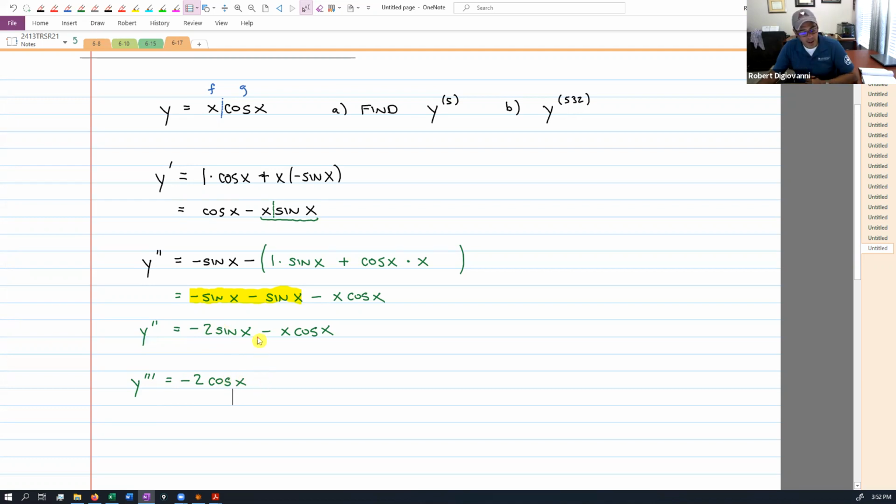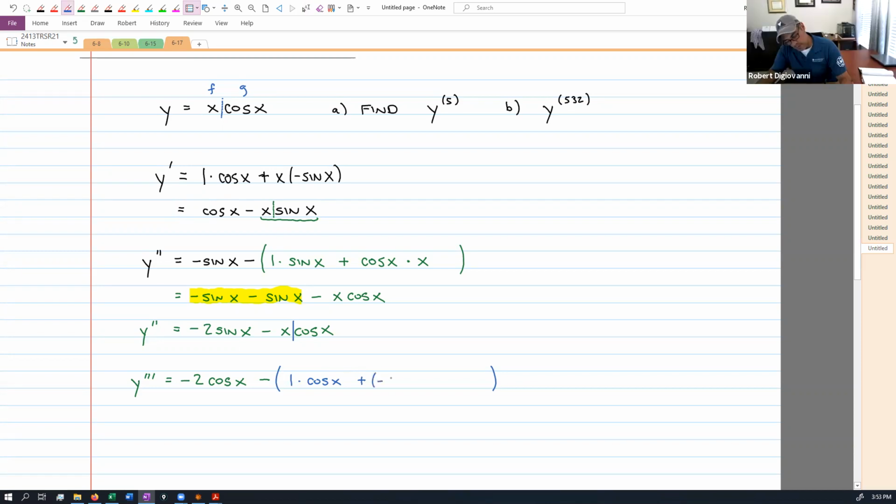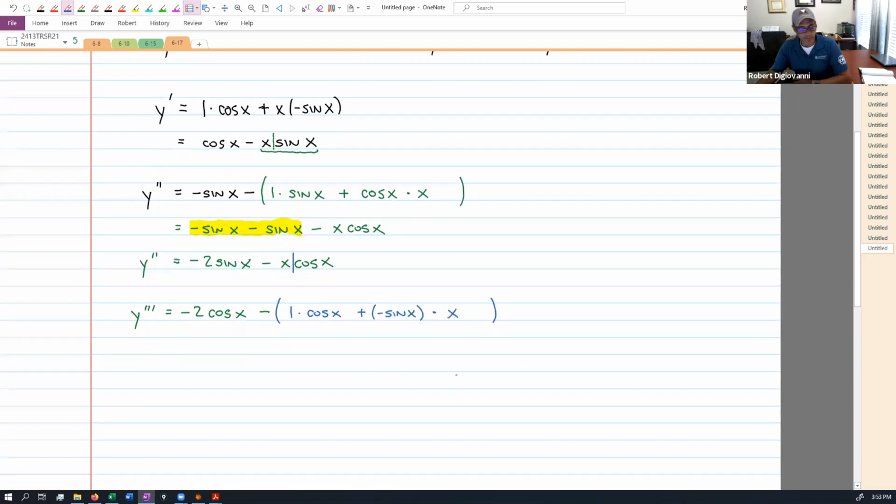Now, Nathan, on the next part, you have the minus sign again, right? And then, Nathan, you see that product, right there? Yes. So you're going to need parentheses again, and then go ahead and crank out the product rule on this. So it'll be 1 times the cosine of x, plus, let's say, negative sine of x times x. Good.